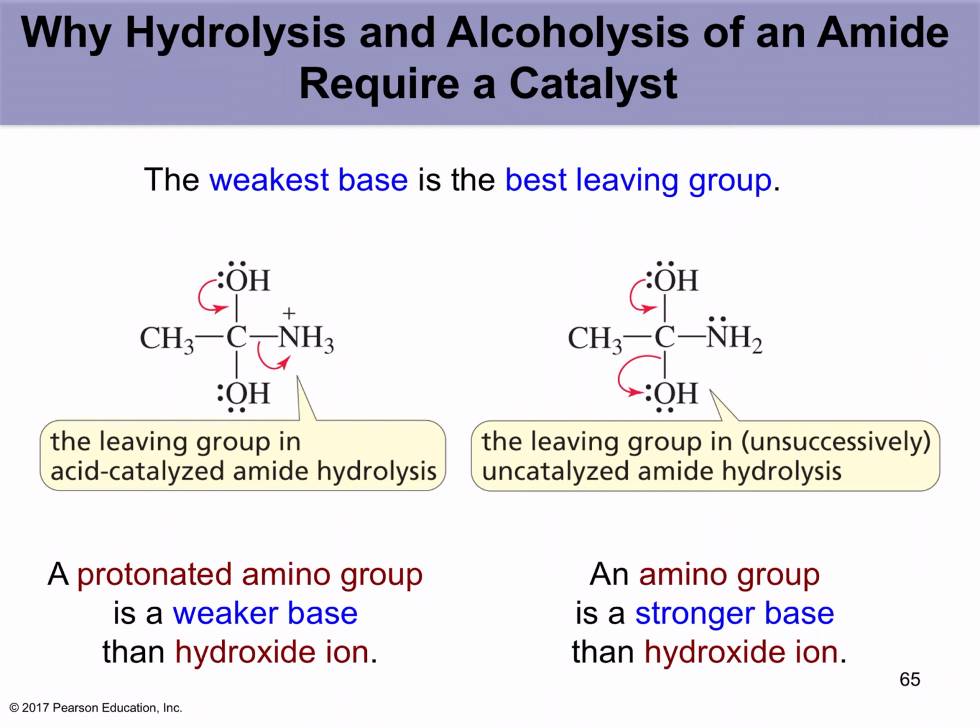Why do hydrolysis and alcoholysis of an amide require a catalyst? Once the amine group is protonated, the leaving group in acid catalyzed amide hydrolysis is the protonated ammonia molecule. Now if this is the uncatalyzed intermediate, the leaving group in uncatalyzed amide hydrolysis is going to be the OH group. This amino group is a stronger base than hydroxide ion. It's a pretty strong base, the amide group. So between these two, if you do the reaction without a catalyst, hydroxide will eliminate and we will get back the starting amide. In the presence of the acid catalyst, the protonated amino group is a weaker base than the hydroxide ion. So the ammonia will leave.